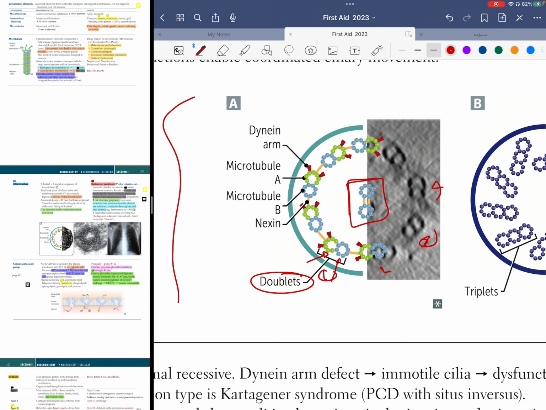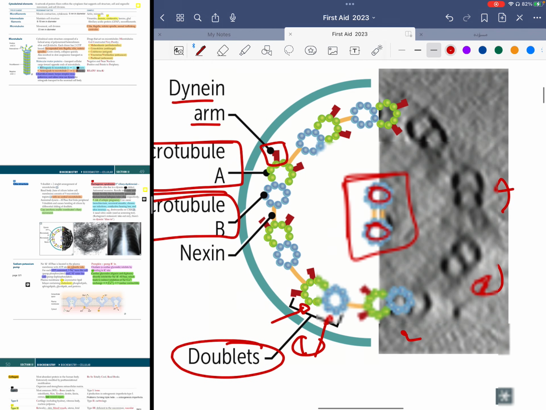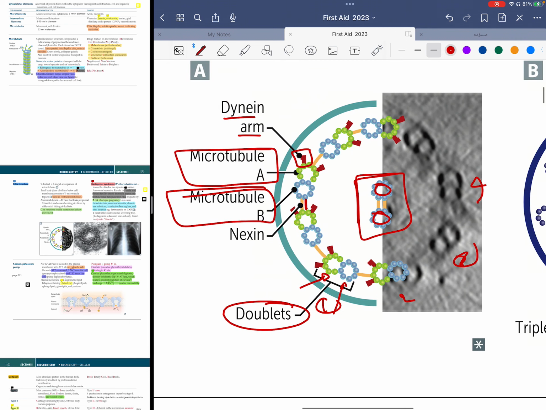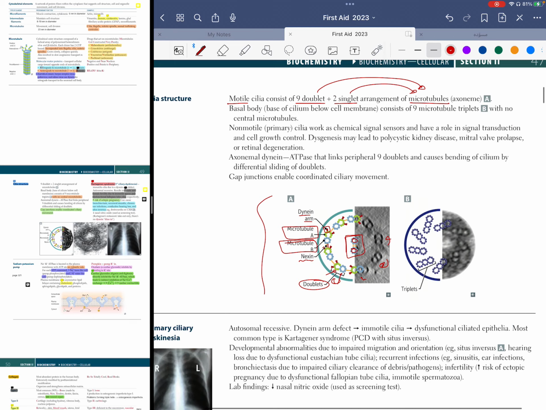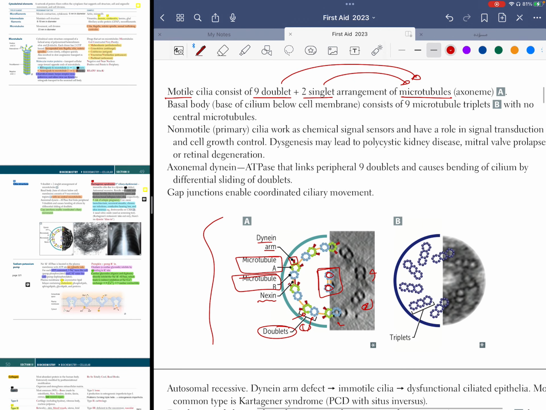It's like a ring shape. It does have a dynein arm over here. And then of course there's microtubule A and microtubule B. Each one of those rings is called something, and between each duplet and the other, we have this orange bond. It's called nexin. So that's for the axoneme, that's for microtubules as in shape A.